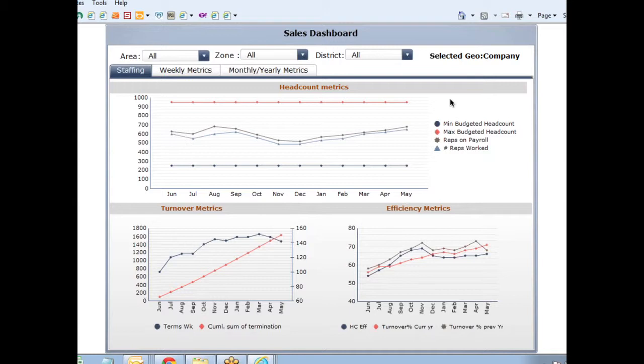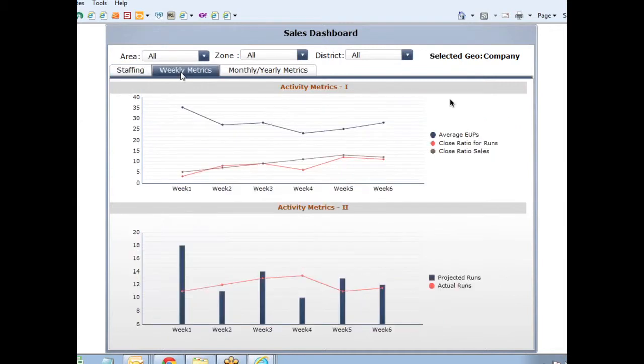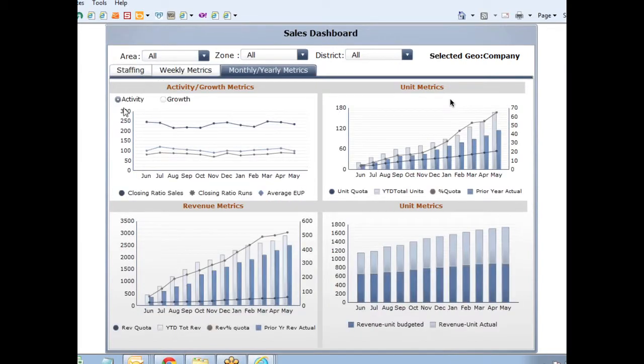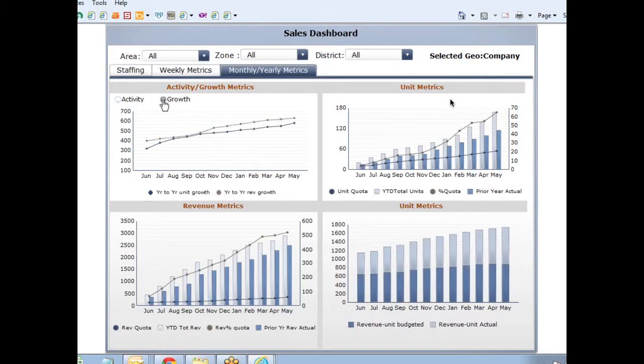You can look at the overall area indicators by the zone district. Look at the head count, the weekly metrics or the monthly metrics. Also look at the activity versus the growth and slice it in a number of different ways. You can look at the revenue metrics and see what the quota was, what the year-to-date revenues were, and also the unit metrics, revenue unit budgeted versus the actuals.